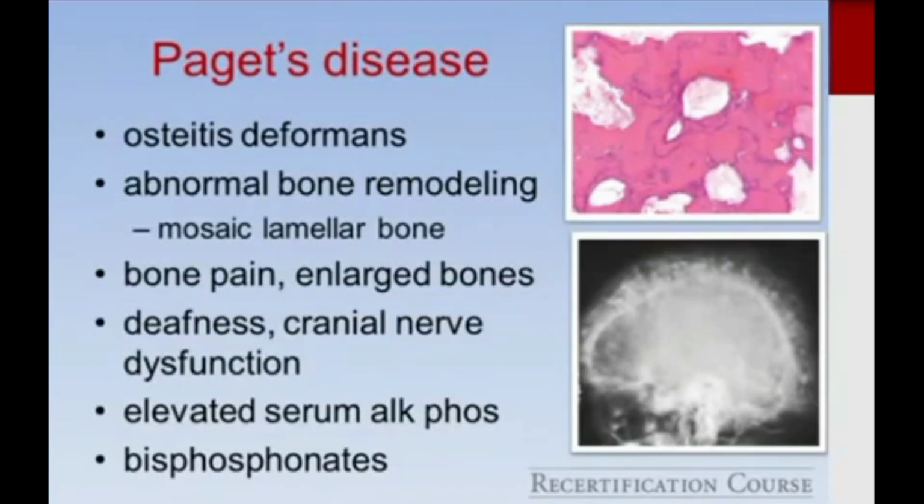Paget's disease is an important disease to understand because it's associated with abnormal bone remodeling. So here you have mosaic lamellar bone. These patients will have bone pain, enlarged bones. This is a classic x-ray of the skull where you can see the abnormal bone formation. These patients frequently have deafness or cranial nerve dysfunction because of compression of the cranial nerves by abnormal bone formation. Labs will include elevated serum alkaline phosphatase. This can be treated effectively with bisphosphonates.